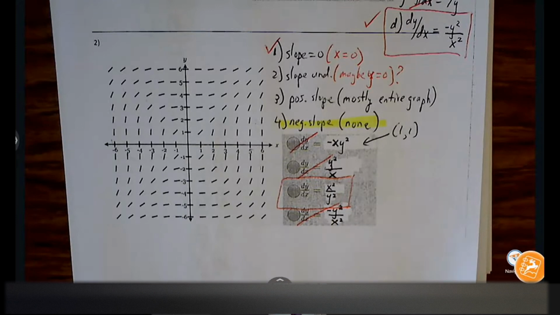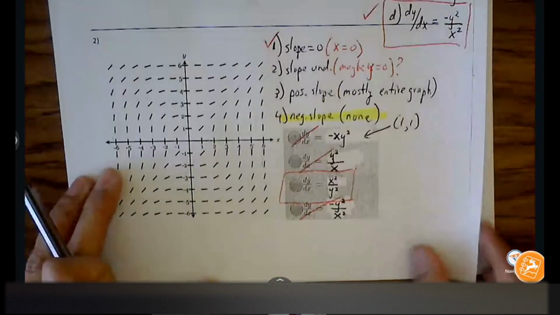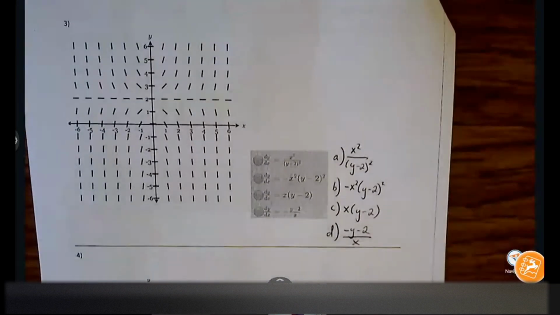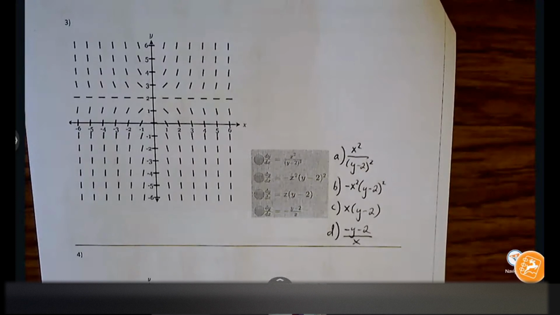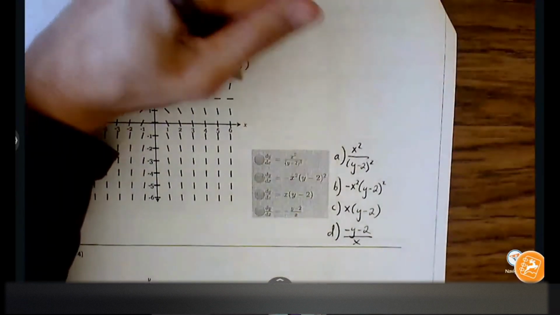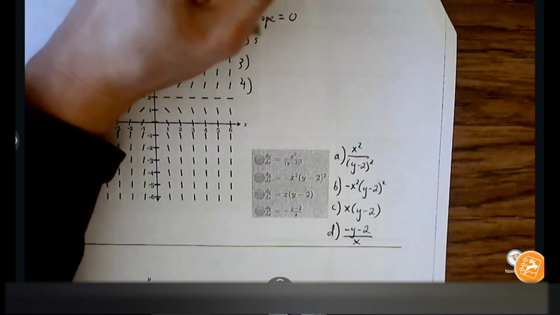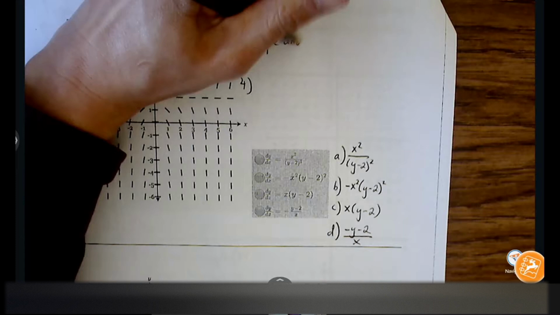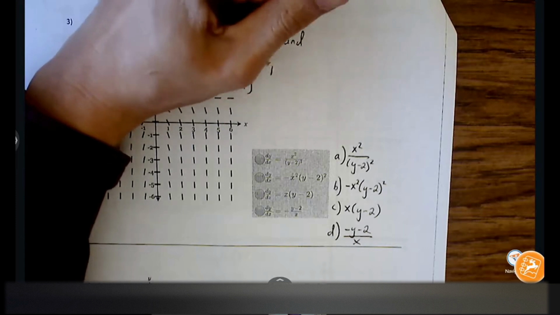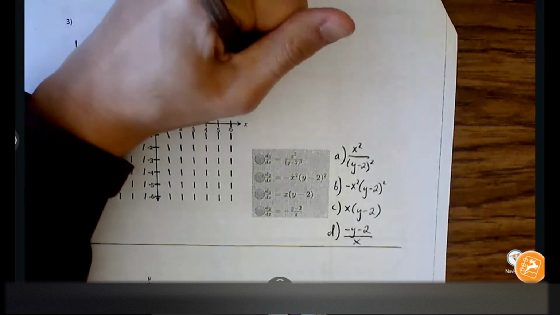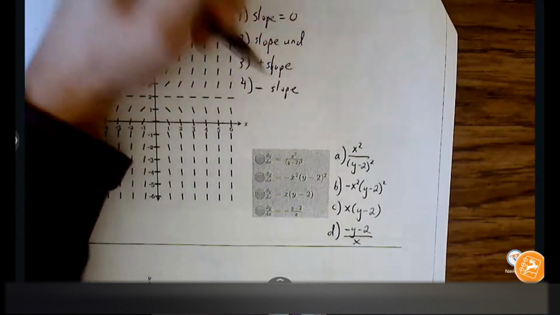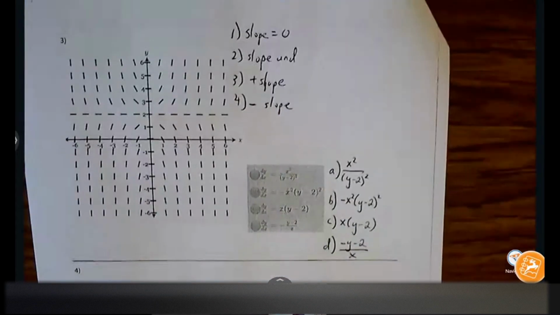Okay, questions? All right, let's do 2 more. Slope 0, slope undefined, positive slope, negative slope. All right, do we see slope zeros?